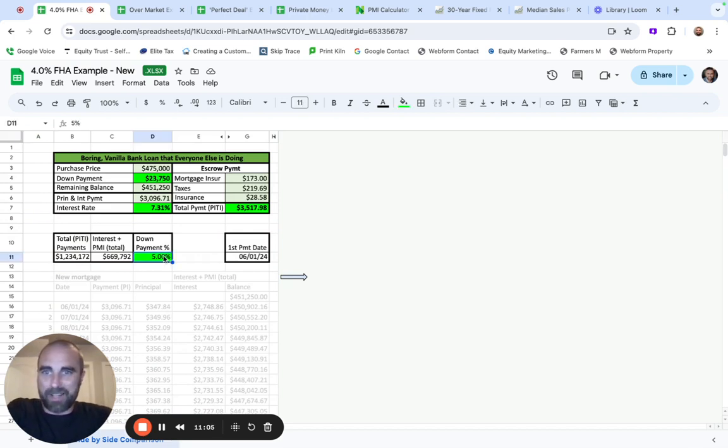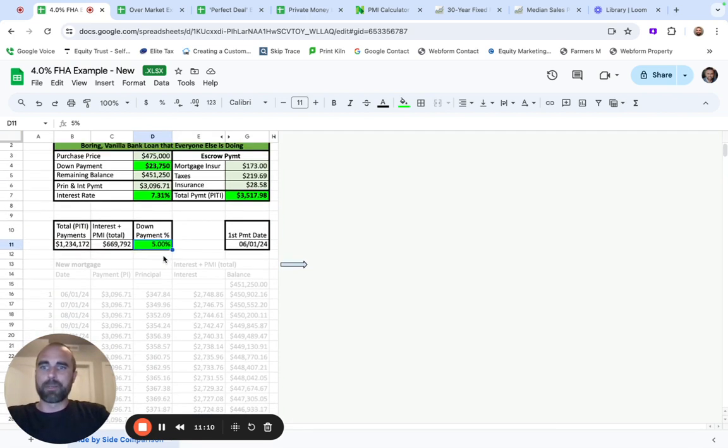But again, there's the 5% down payment. If we were to do a 20% down payment, we would get rid of this mortgage insurance. And notice what happens to our payment. The more money we put down, the lower our payment goes. And that's because we have a smaller remaining balance that the loan is based off of.